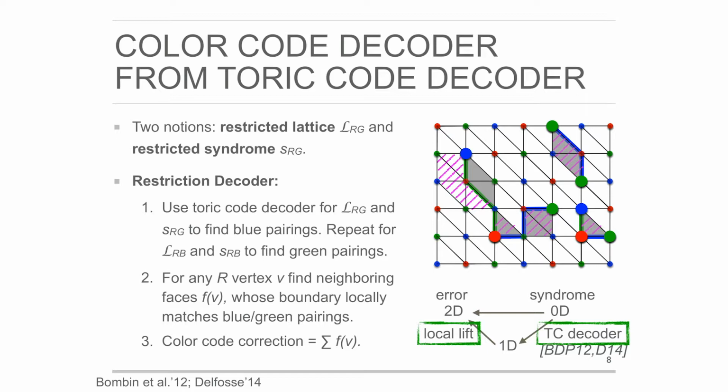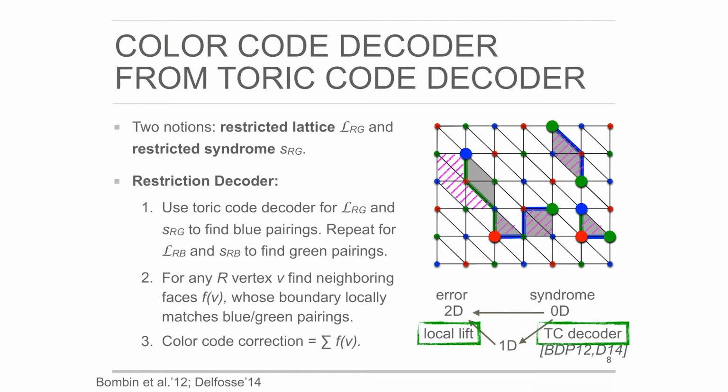So that's pretty straightforward. So what is the restriction decoder now? As I said in the previous slide, we start with a 0-dimensional syndrome, and we want to get an estimate of the error, which is 2-dimensional. So the first step of the restriction decoder would be to view some part of the color code syndrome as the toric code syndrome, and use the toric code decoder to get some object which will be 1-dimensional. So starting from points, we will get some edges. And then this object will be used later in some local lifting procedure to get an estimate of the two-dimensional error.